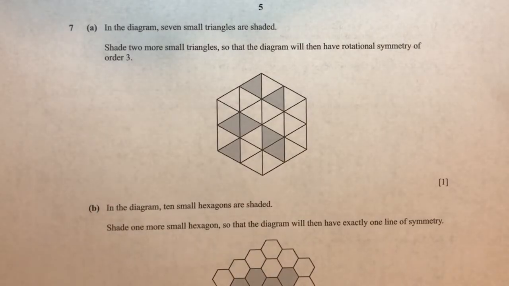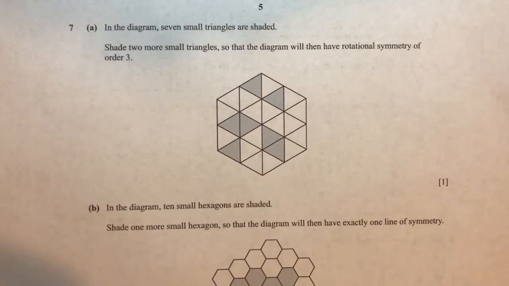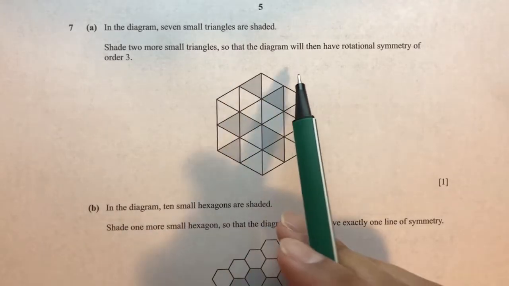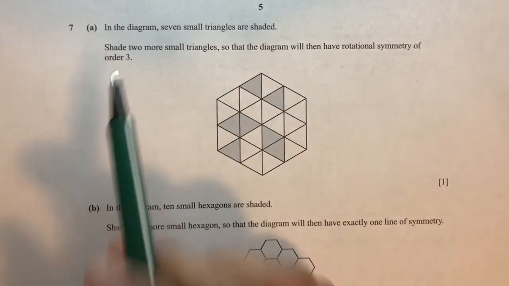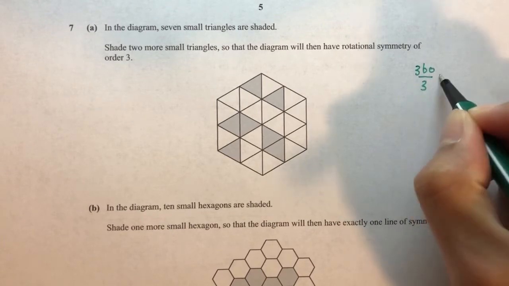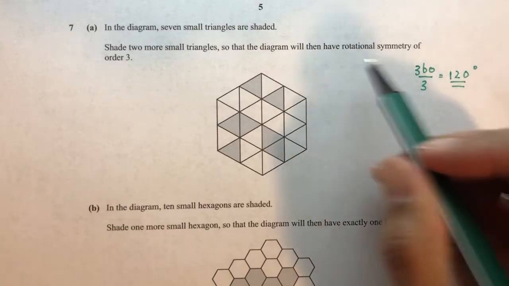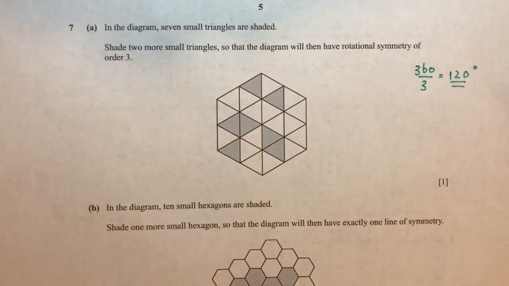In the diagram, 7 small triangles are shaded. So we have 1, 2, 3, 4, 5, 6, 7. Shade 2 more triangles, so the diagram will have a rotational symmetry of order 3. Order 3 means 360 divided by 3, which is 120 degrees. So the rotational angle will be 120 from the center.